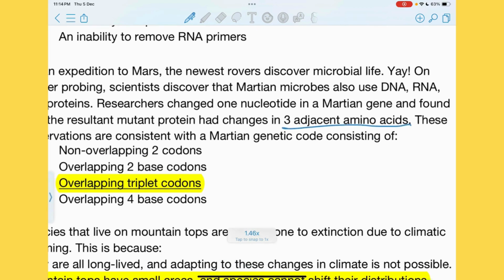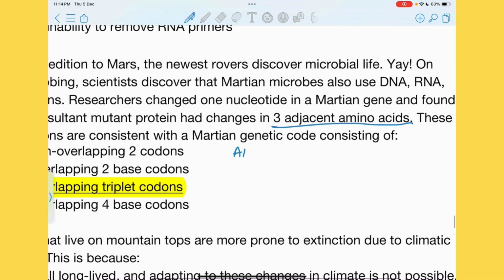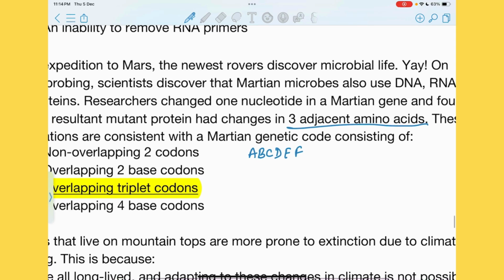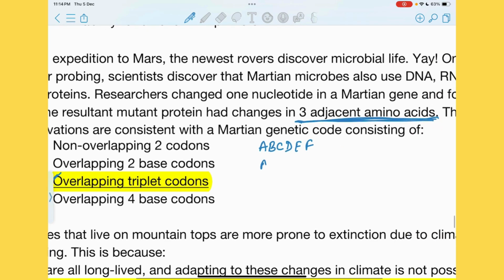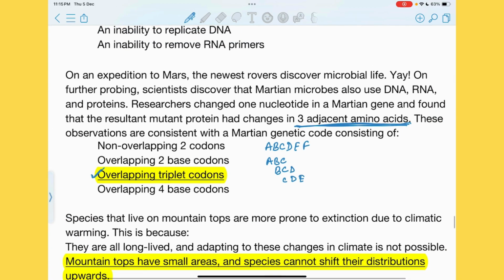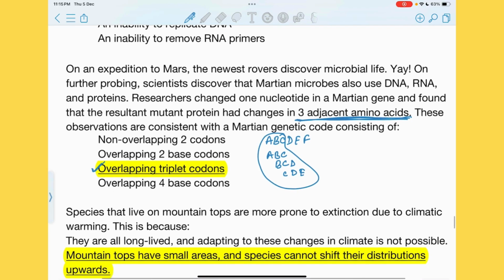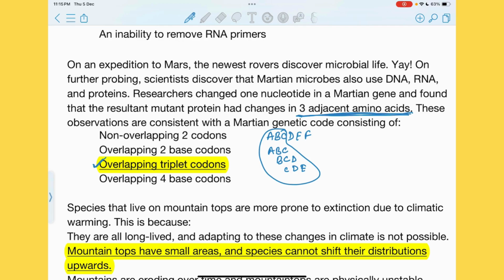Okay, if we take a genetic code A, B, C, D, E, F, and there is a 3 adjacent amino acid change, the answer is obviously option number 3. I'm just showing you how it will look. So the reading could be A, B, C, the next reading could be B, C, D, the next reading could be C, D, E. So they will be changed due to this 3 amino acid change, and the correct option will be option number 3. There is an overlapping in the triplet codon.